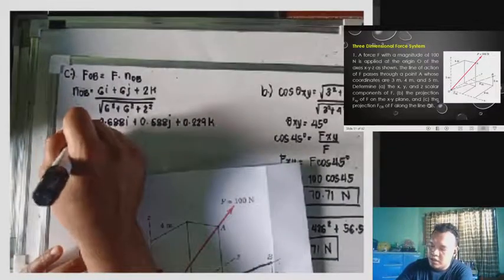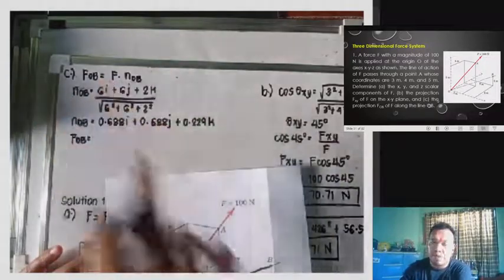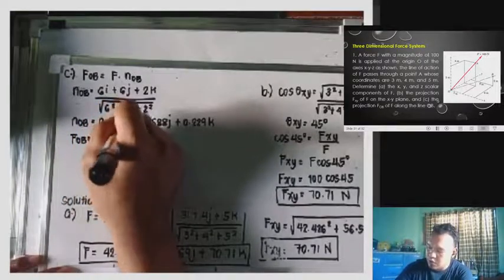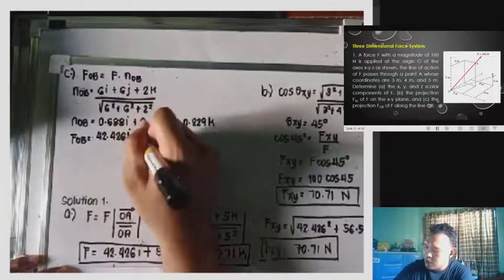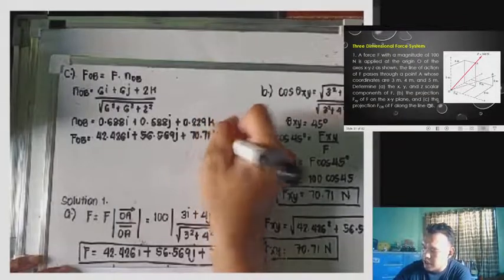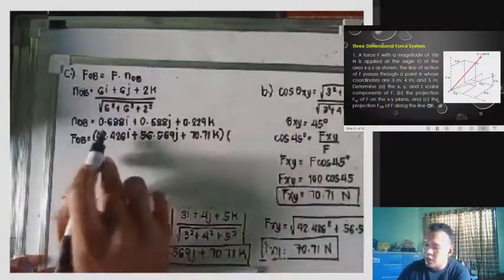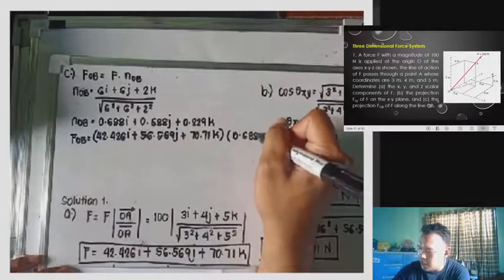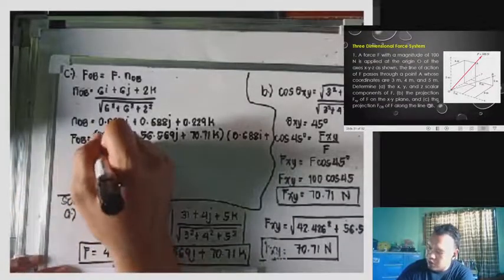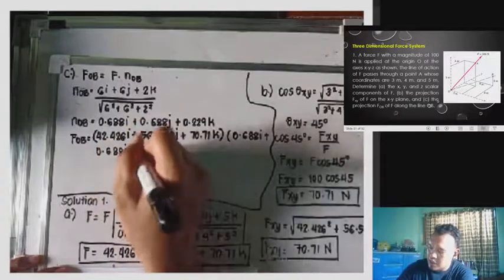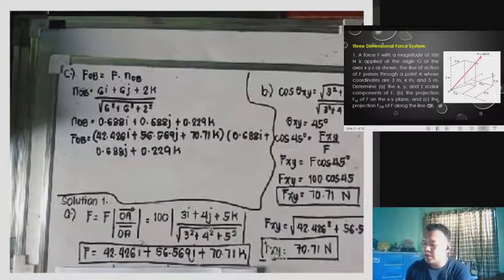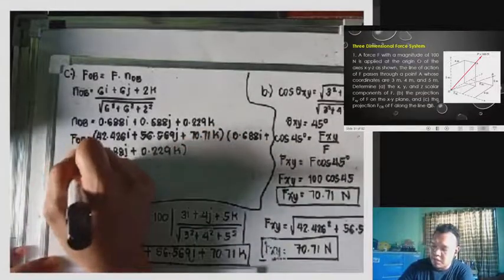Now we put this NOB into that value. So FOB is equivalent to force F. Our force F is this one, below: 42.426i plus 56.569j plus 70.71k, multiplied by the value of NOB, which is 0.688i plus 0.688j plus 0.229k. Okay? So to get FOB, we just combine the terms with the same i, j, and k.